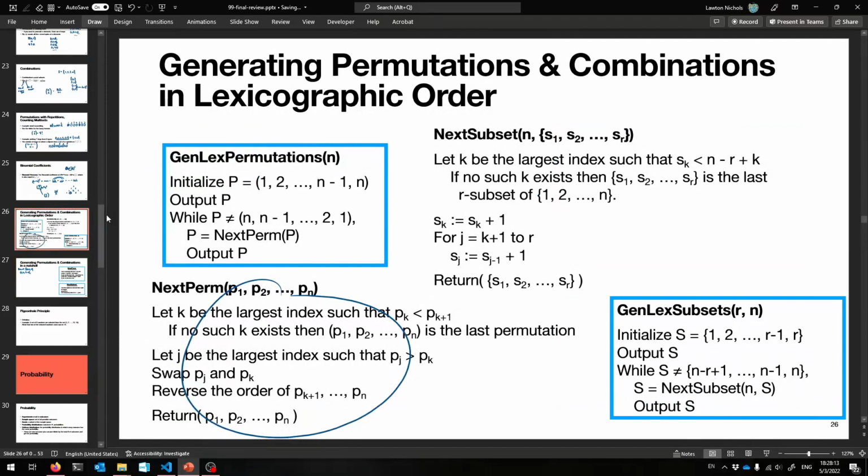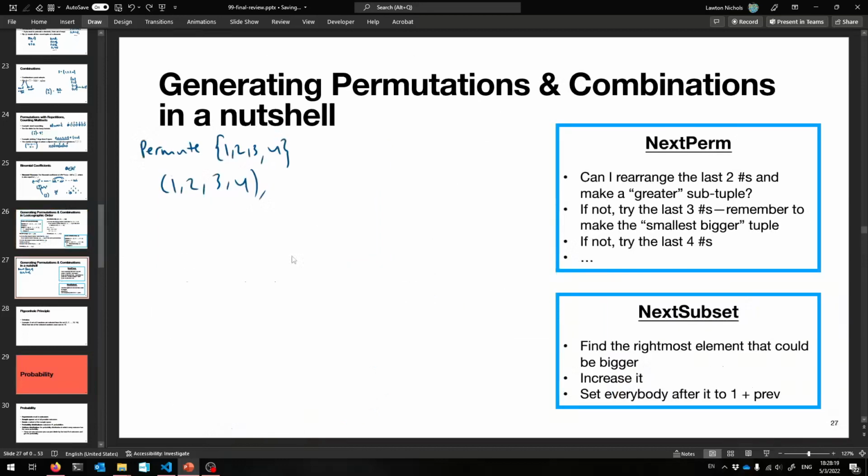It's got to find some conditions that hold. We've got to worry about all this stuff. And here's how I want you to think about what next perm is really doing. What it's trying to do is rearrange. Can I rearrange the last two? Let's just pick out these last two numbers of the previous permutation. Can I rearrange just those two and make a greater subtuple? Can I rearrange 3, 4 and make something bigger?